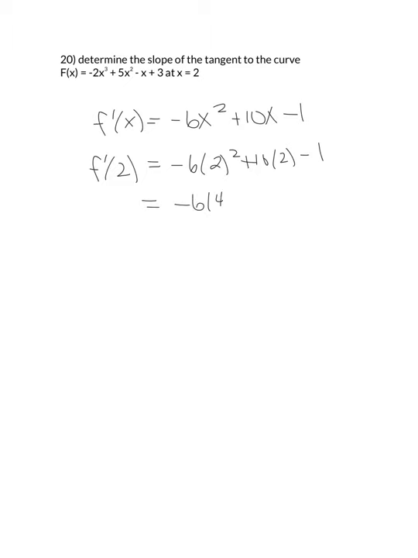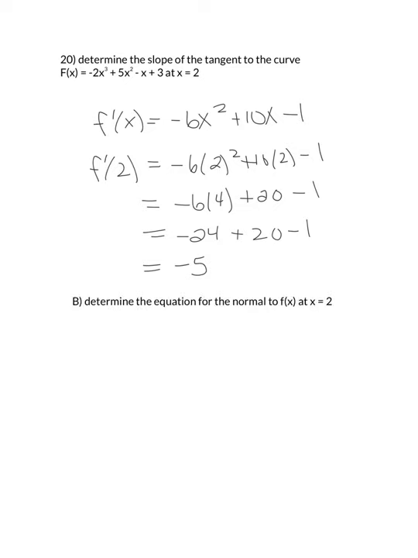Negative 6 times 4 plus 20 minus 1. Negative 24 plus 20 minus 1, negative 5. Now, I needed to do this in order to do part B. So in part A, we found the slope of the tangent at x equals 2. Part B says they want the equation for the normal at x equals 2.